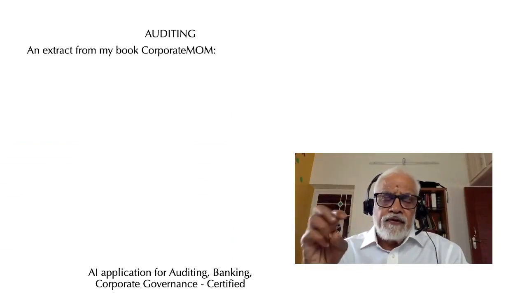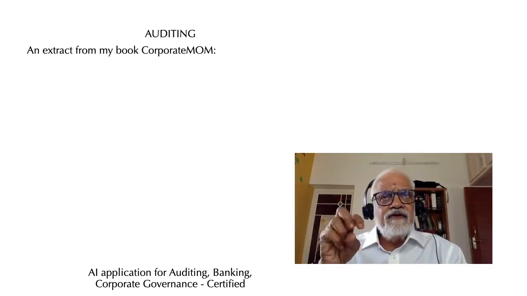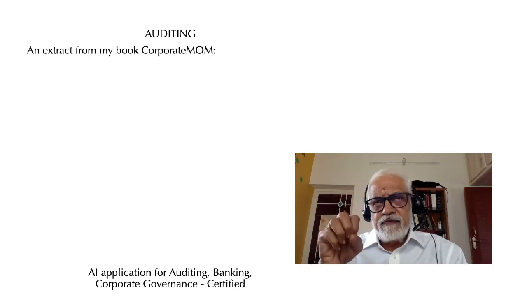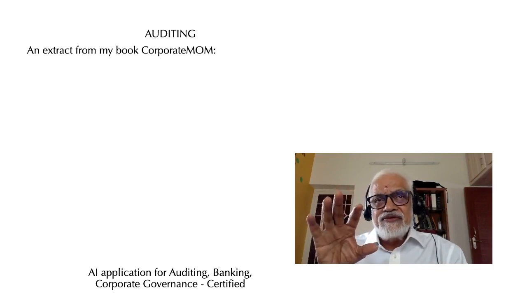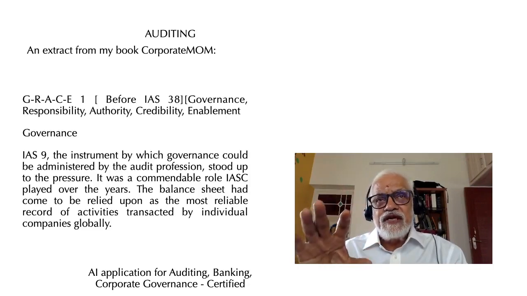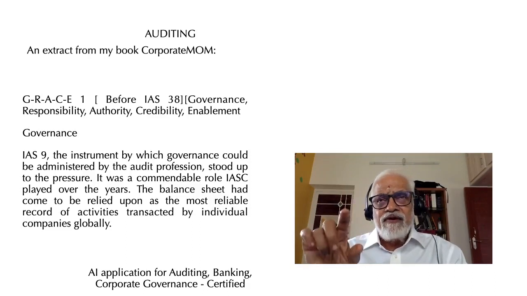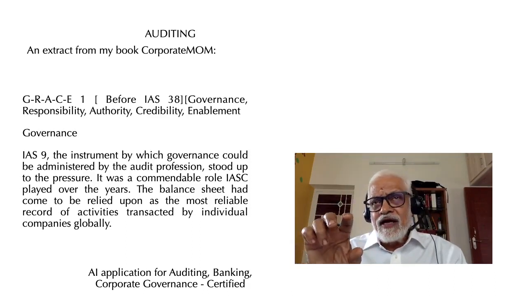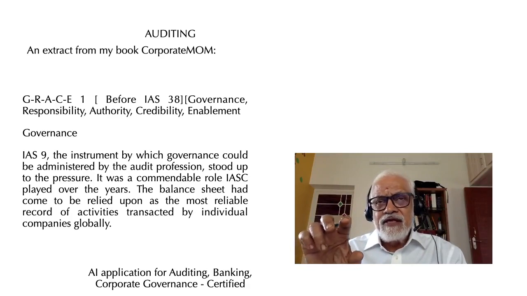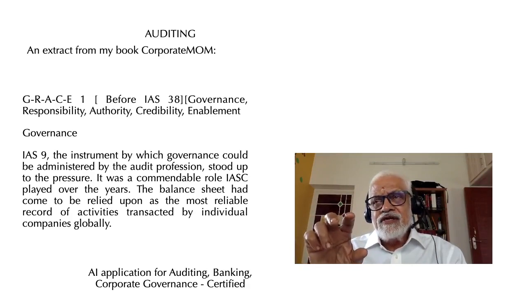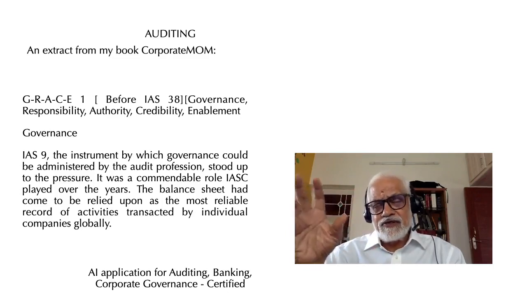Let me continue with what I have derived from my first book on auditors, what I call GRACE. G for governance, R for responsibility, A for authority, C for credibility, and E for enablement. That was what was before IAS 38 intangible assets, and then comparing with what it is now after IAS 38, GRACE 1 and GRACE 2.